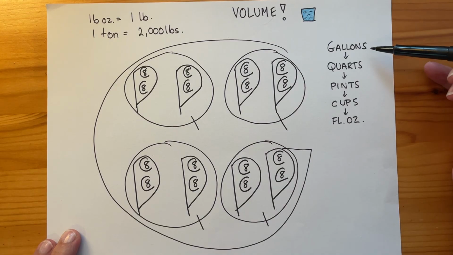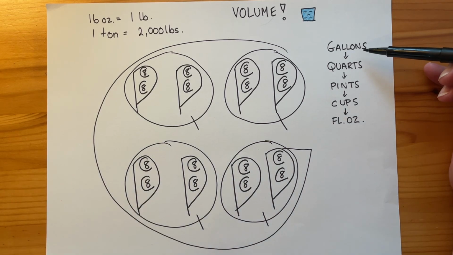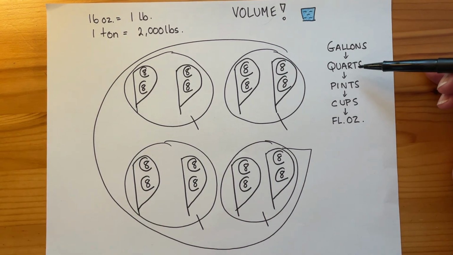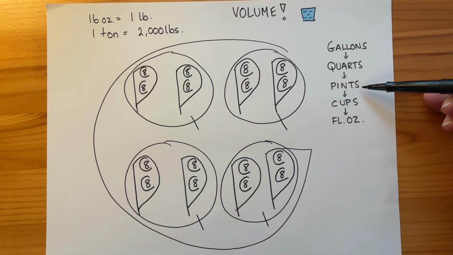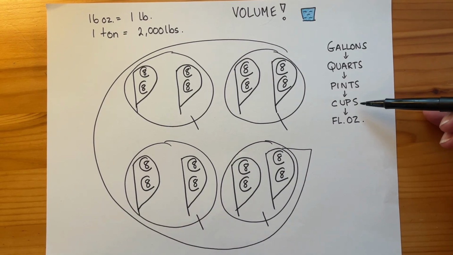Basically what you need to know is that the largest unit for volume in US customary will be gallons. That's a little bit like that big milk jug or water jug that you have in your refrigerator. And then the next one is quarts. You might have some milk in your fridge that's also in quart cartons. You've got pints, which is a little bit smaller. You've got cups, which are smaller still.